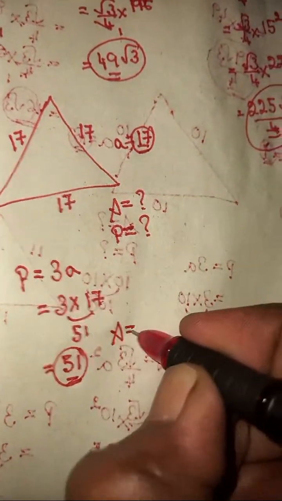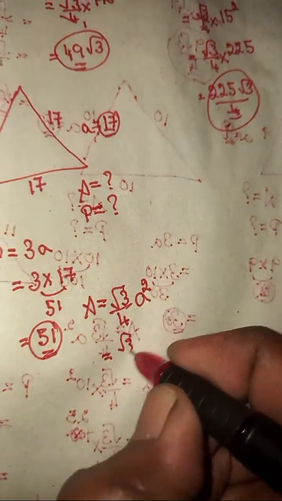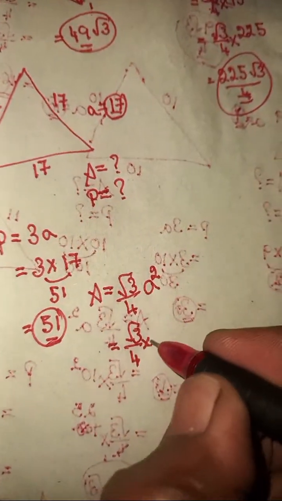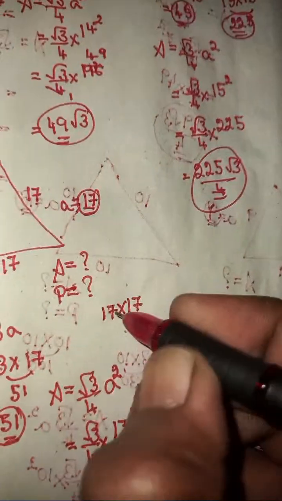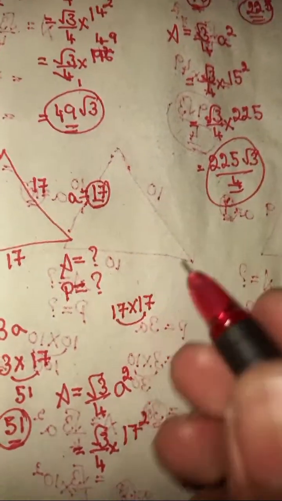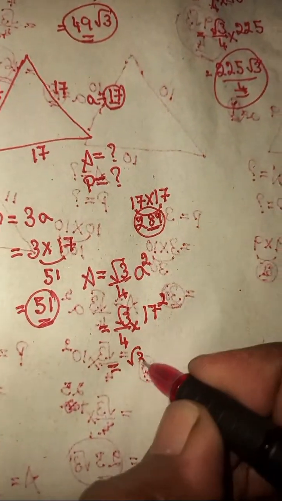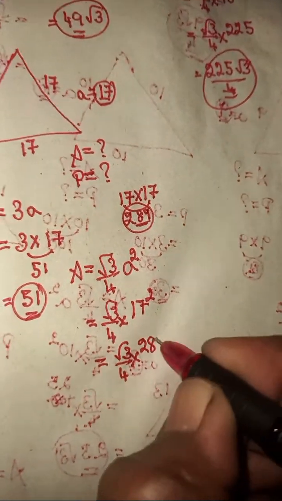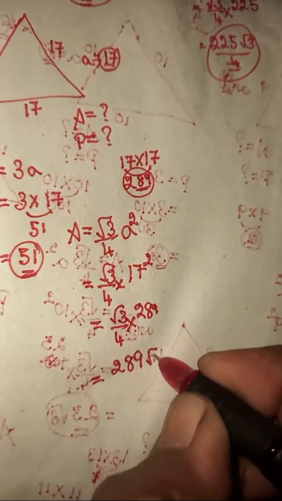Now let's find the area. Area is root 3 by 4 times a squared, and root 3 by 4 times this 17 squared. 17 times 17 you can write as 17 times 10 is 170 and 17 times 7 is 119, that is 289. This one is root 3 by 4 times 289. You're going to get 289 times root 3, 289 root 3 by 4 square units.